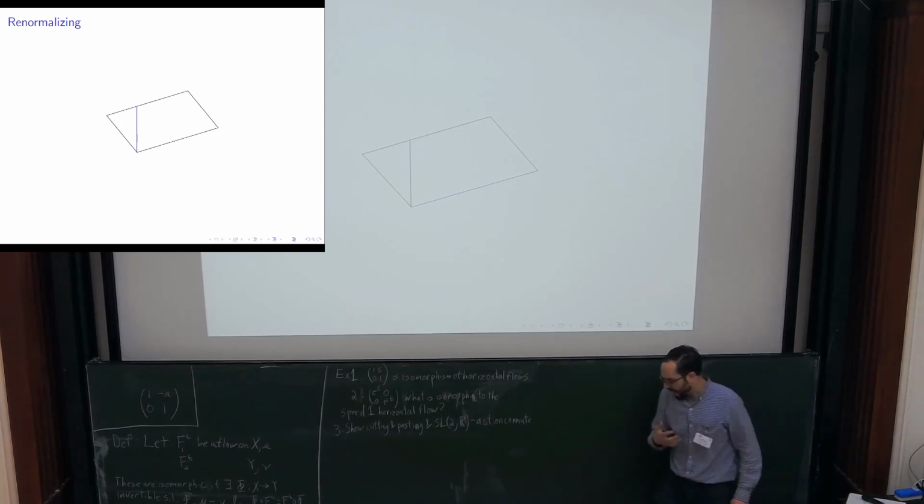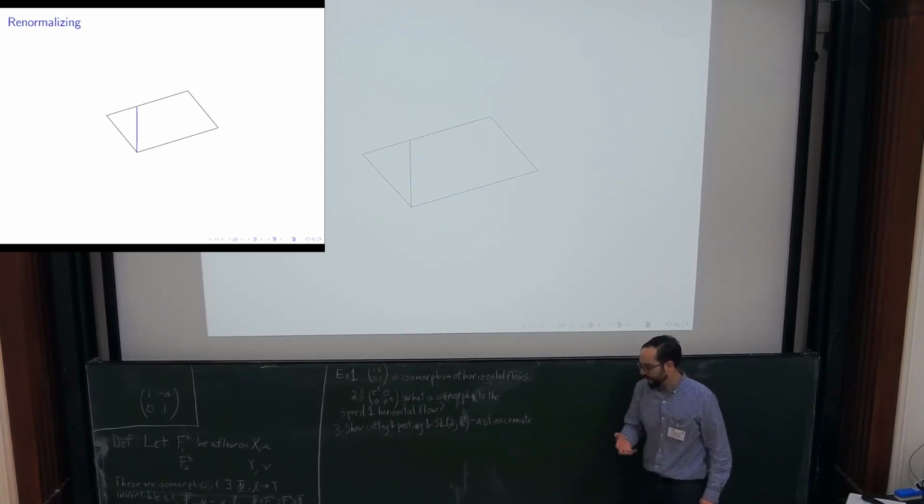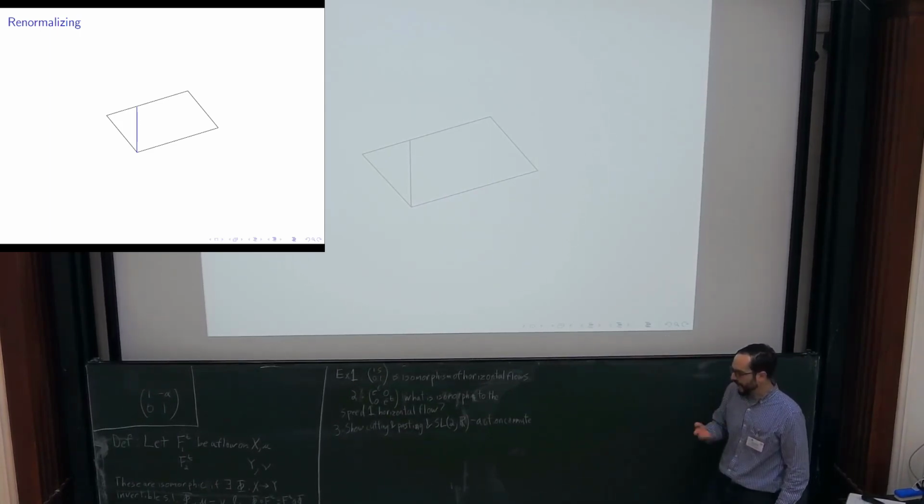Now the next thing is I want to do ergodic theory on the space of unit area tori. If you want to do ergodic theory on this space, it might be good to have a preserved measure. That's a helpful thing for ergodic theory.